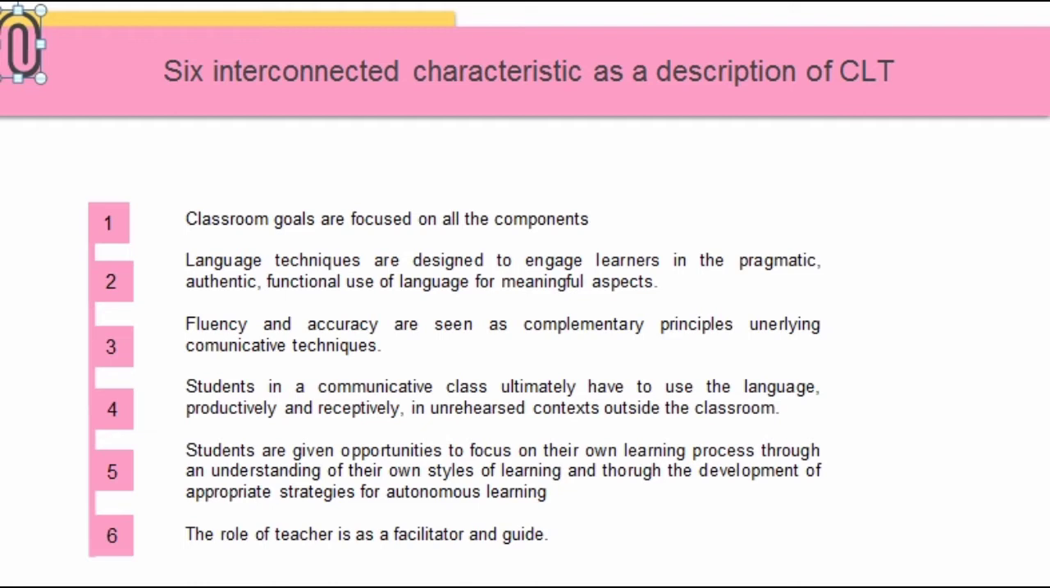The third one is fluency and accuracy. These are seen as complementary principles underlying communicative techniques. At times, fluency may have to take on more importance than accuracy in order to keep learners meaningfully engaged in language use. The fourth one is students in a communicative class ultimately have to use the language. They have to use it productively and receptively in unrehearsed contexts outside the classroom. Classroom tasks must therefore equip students with the skills necessary for communication in those contexts.